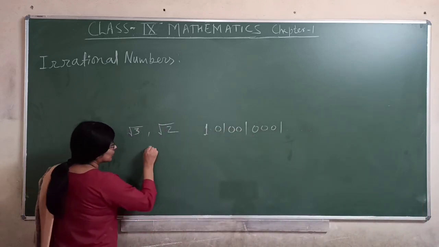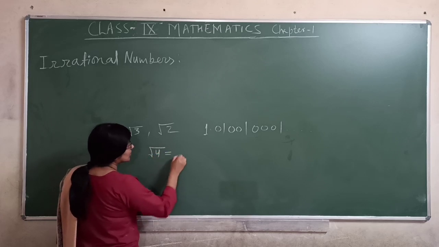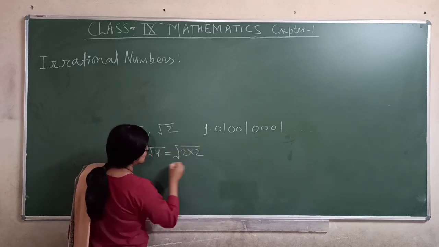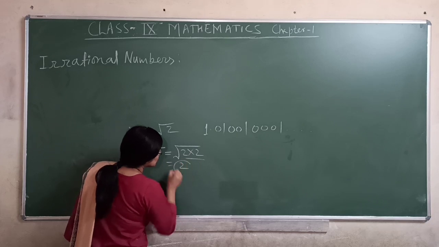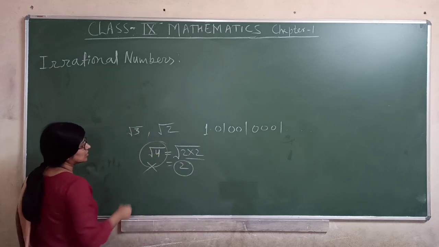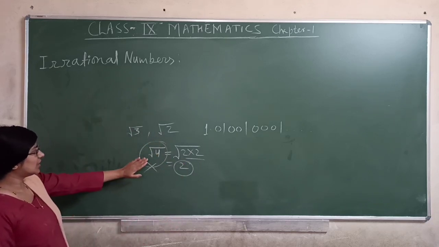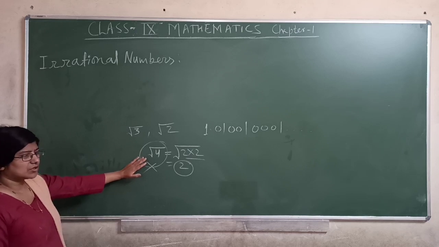If you have root 4, you can write it as root 2 into 2, so it will be 2. So root 4 is not an irrational number. Okay.